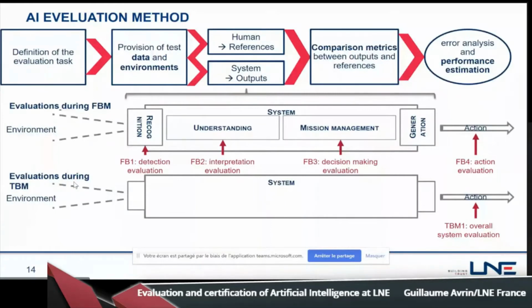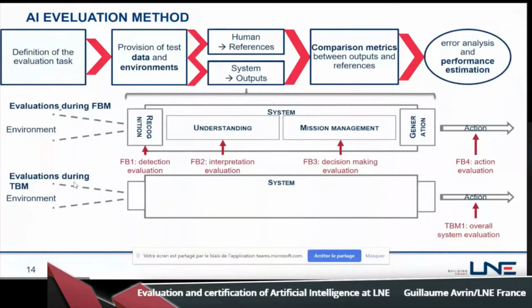And then, for example, let's say you want to evaluate the performances of an AI system that is supposed to recognize cats and dogs on images, on pictures. Then you will need to ask human experts in cats and dogs to say where are the cats and where are the dogs on the pictures, and then you will compare these answers from humans, that we call references.